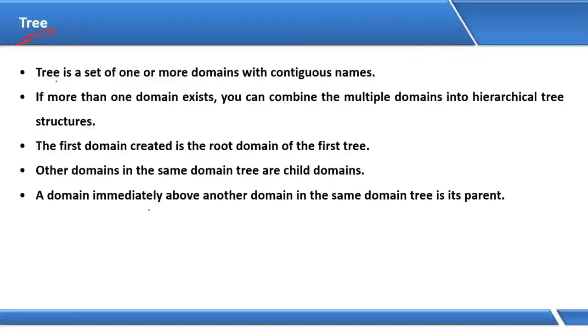A tree is a set of one or more domains with a contiguous namespace. It means the names of the new domains follow the name of the parent server. If more than one domain exists, you can combine the multiple domains into a hierarchical tree structure. The children follow the name of the parent server, and the parent shares its name with the child also. The first domain created in the network is called the root domain controller in our first tree.